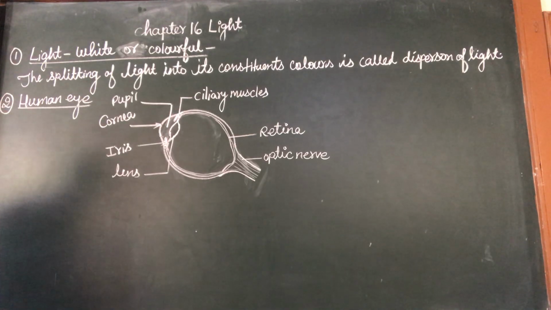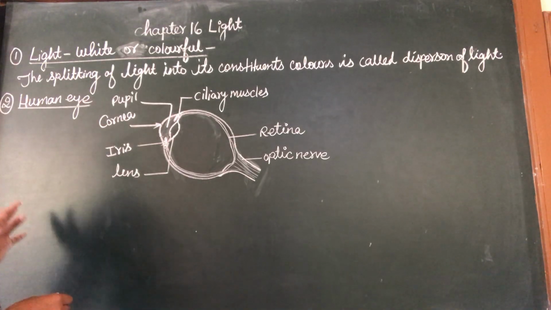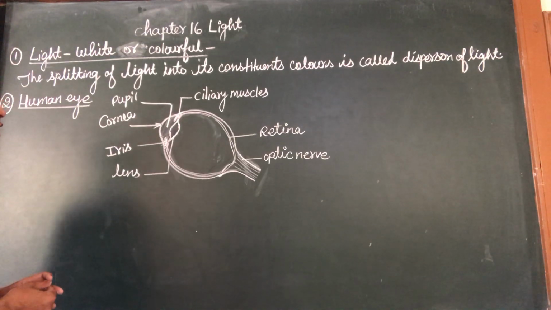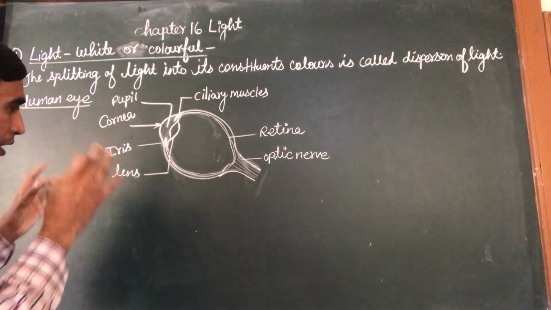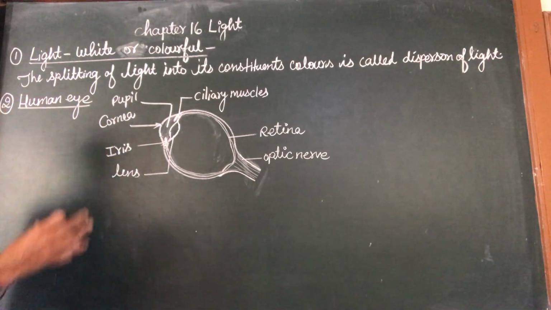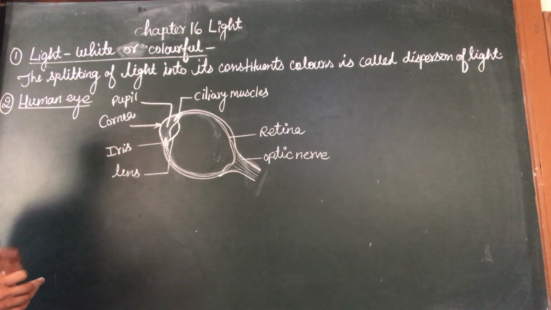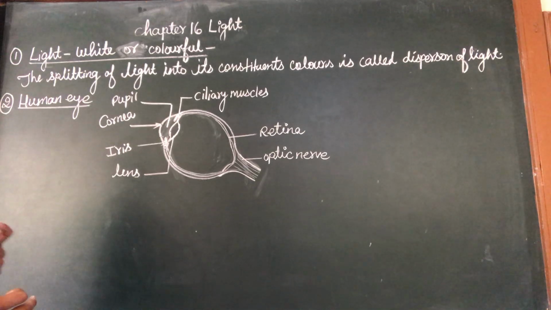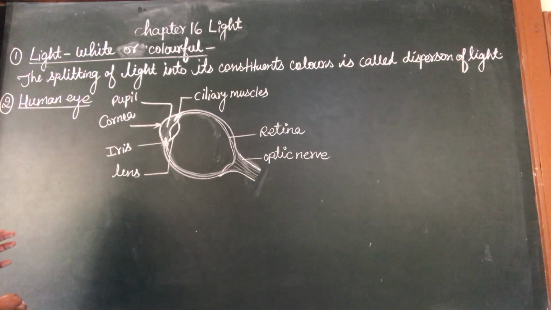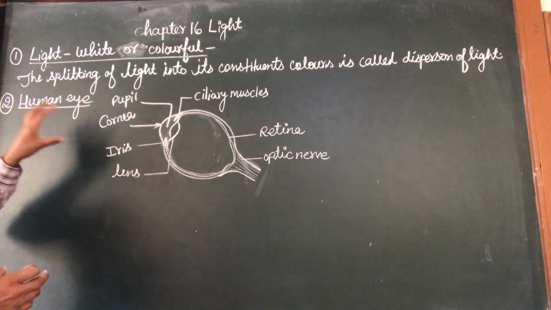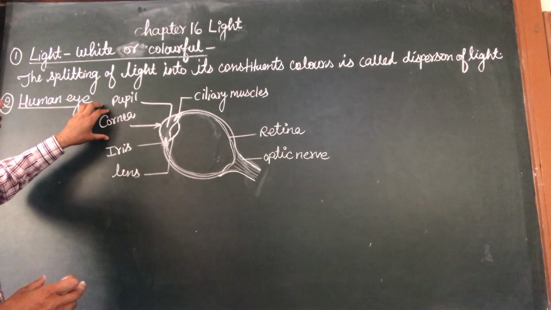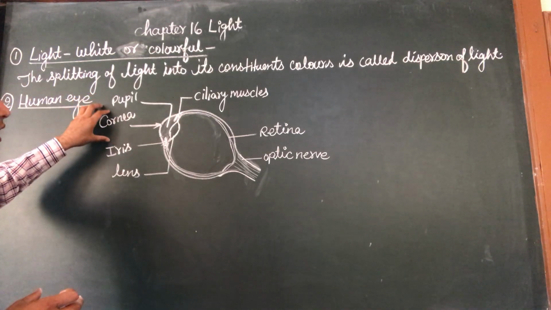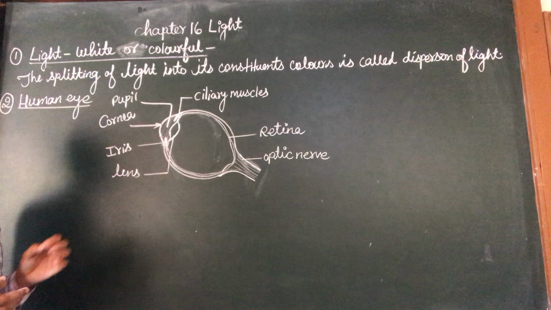Now we will discuss the structure of the human eye. We know that the human eye is the most important sense organ. This human eye is roughly spherical in shape, and it is fitted in a spherical structure known as the eyeball. The outermost part of the eye that is bulging out and appears white in color is known as the cornea. This allows light to enter inside the eye.